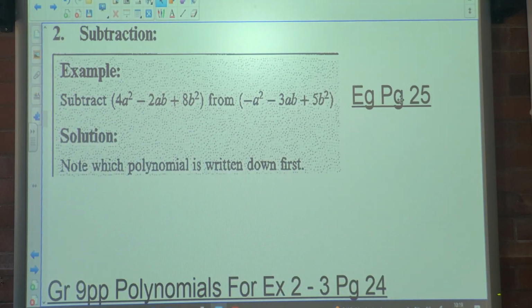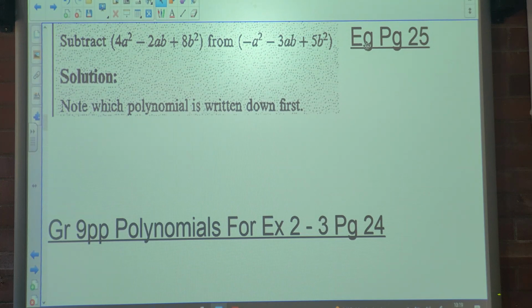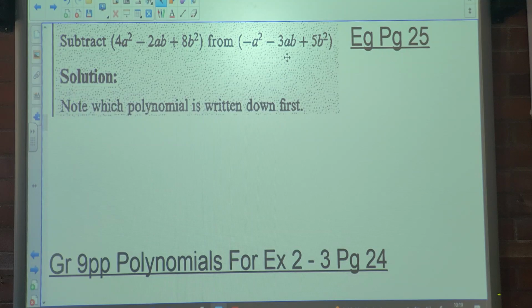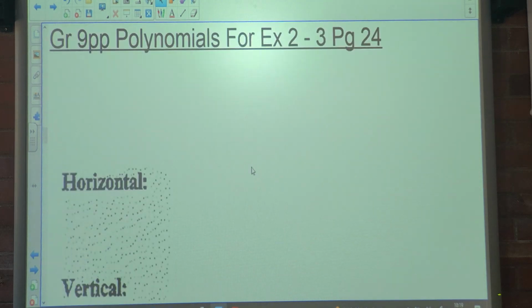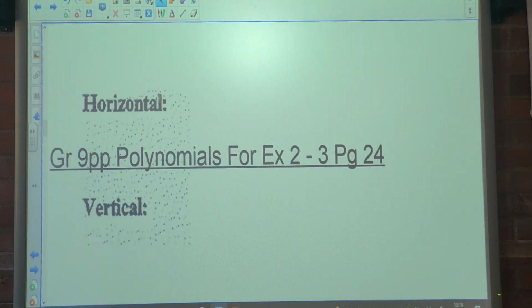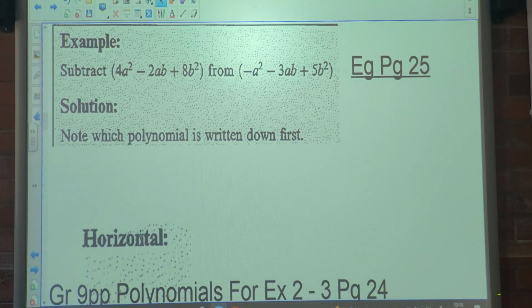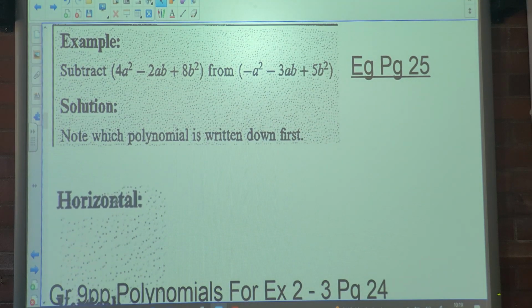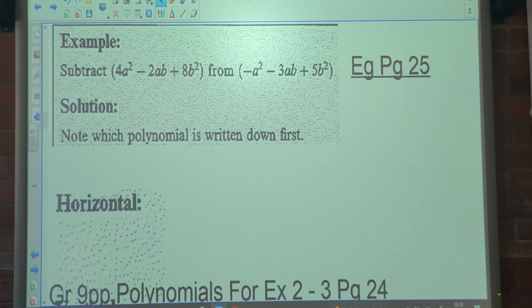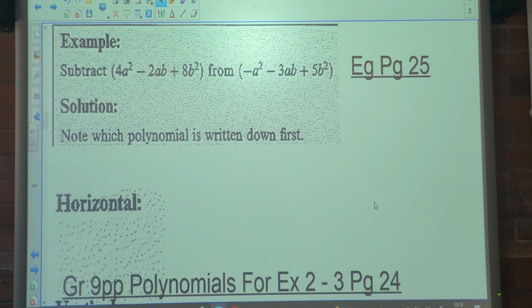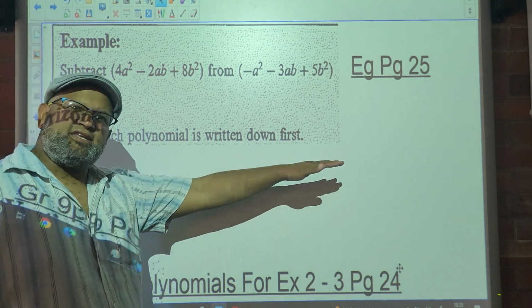The example says subtract 4a squared minus 2ab plus 8b squared from negative a squared minus 3ab plus 5b squared. Of course there are two methods, the horizontal and the vertical. So let's look at the horizontal method first. The horizontal is in a straight line, not so?